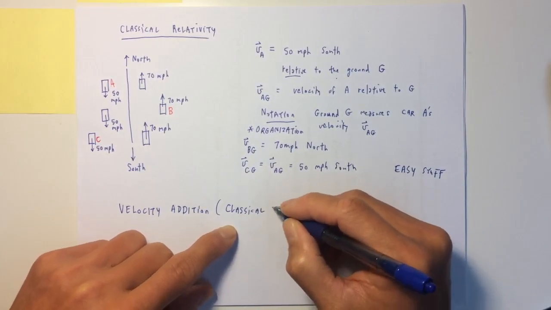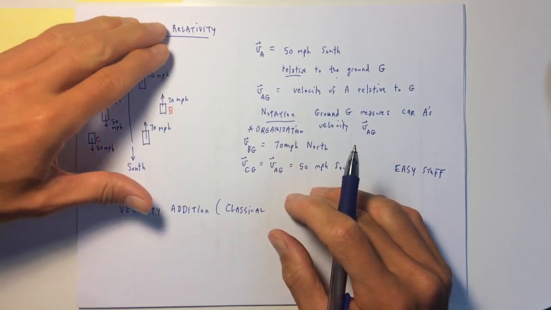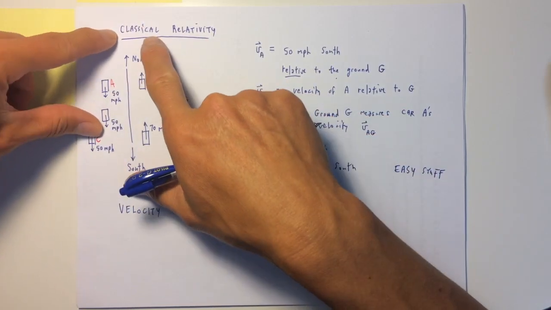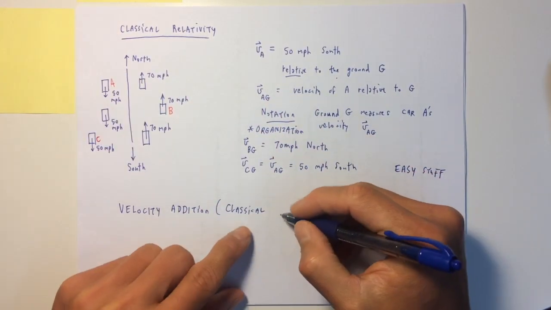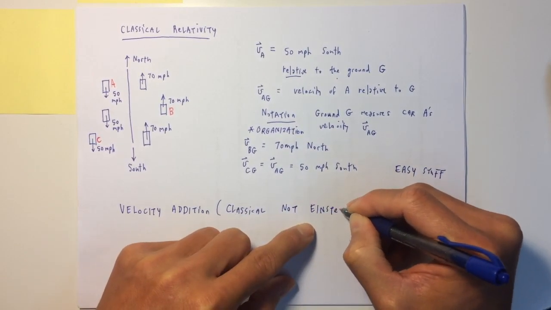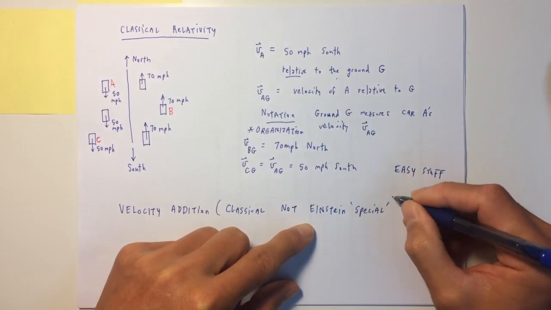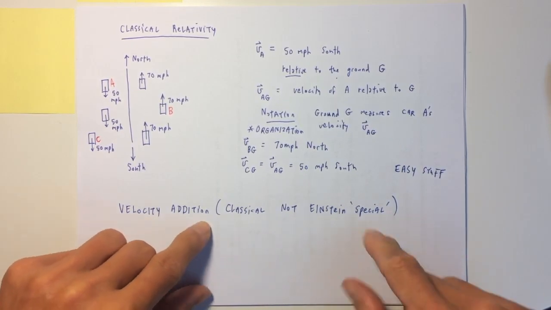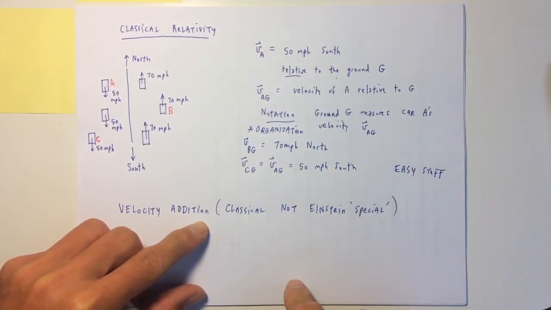The purpose of this video is to introduce the idea of relativity, and we are going to talk in this video just about the classical version, not the Einstein version. Special relativity is a different beast and it has a different velocity addition, but this notation is convenient also for Einstein special relativity.